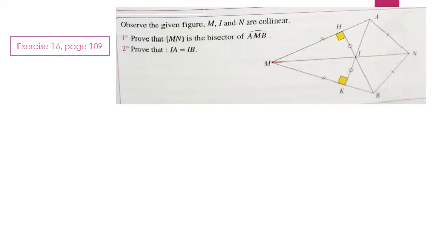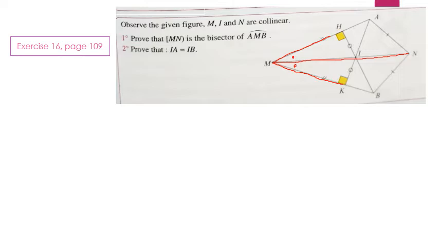Again, this is MN, this line here. I have to prove that it's the bisector of angle AMB. What do you mean by bisector? It's the semi-line that divides the angle into two equal angles. So these angles should be equal. Okay, but they didn't mention the measure of this angle to talk about angles. So I have to go to properties.